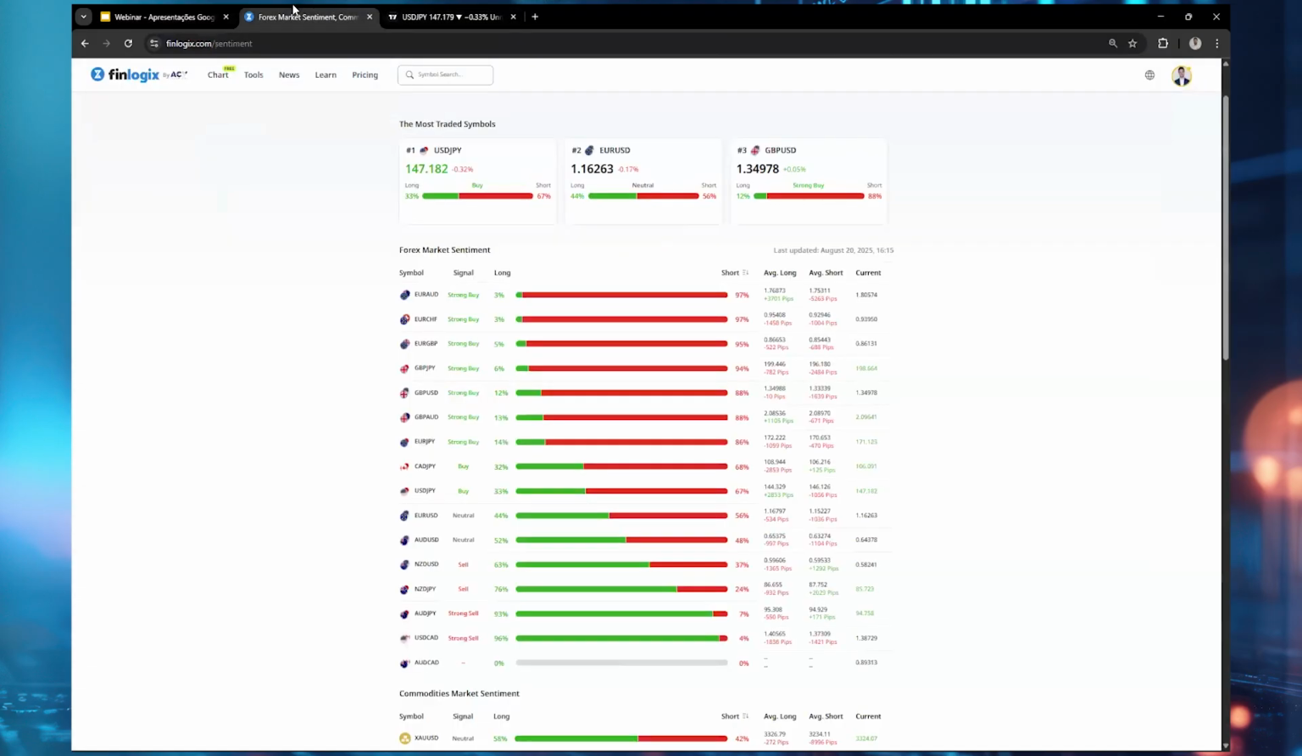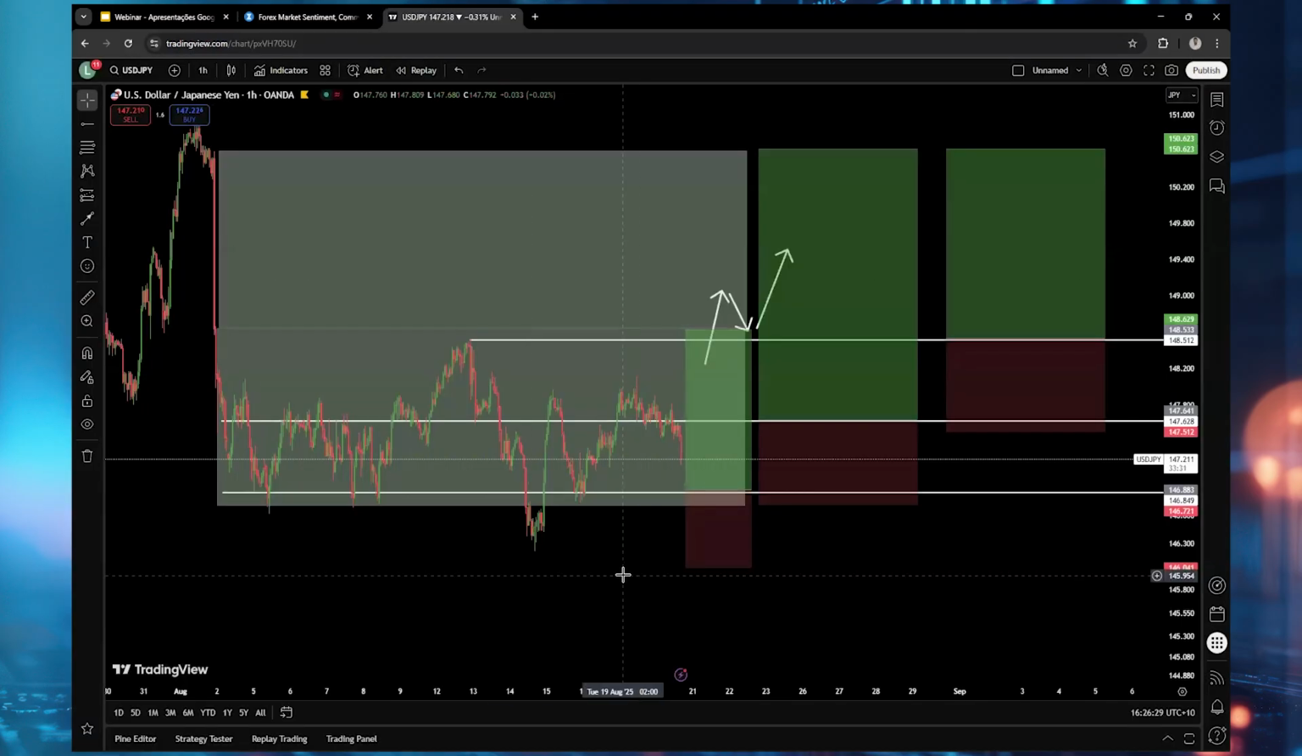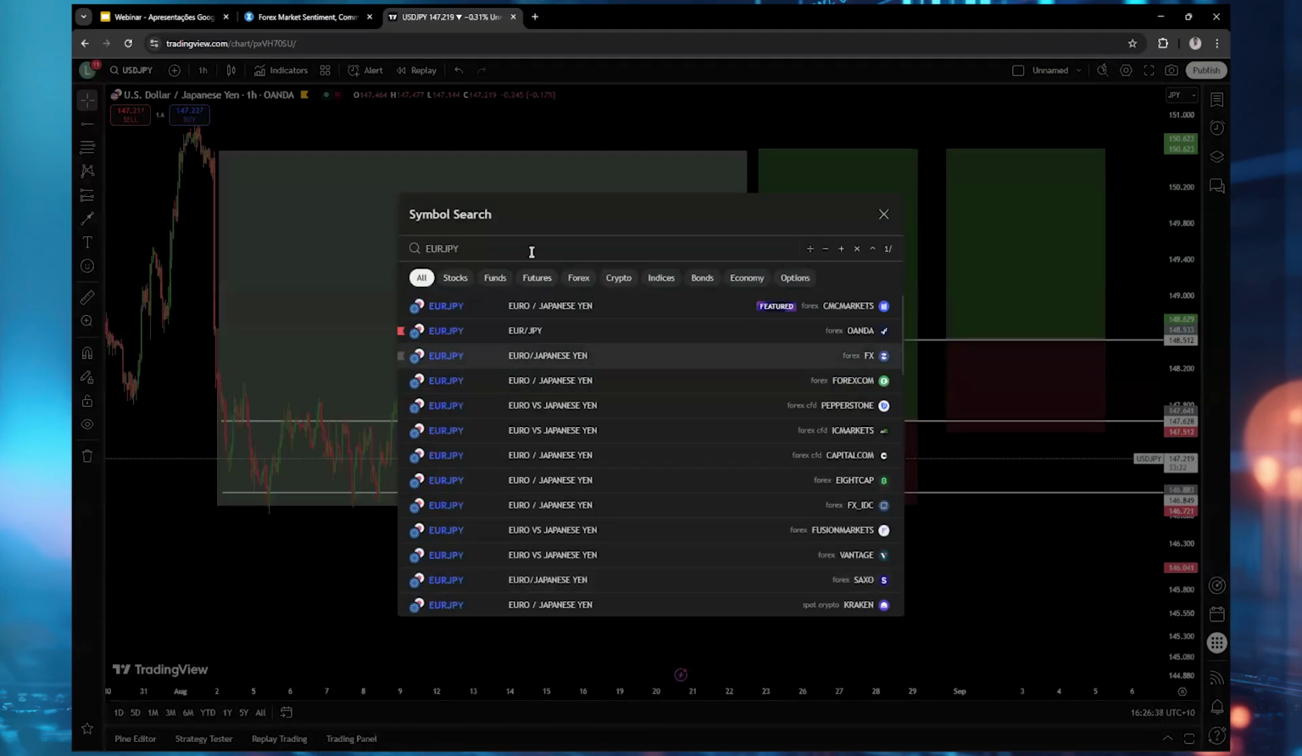So the euro yen. Let's get back to this page for FinLogics. The euro yen is right here as a strong buy. Okay, it's only 14% of the market long there, so that's great. So we can use this as a time for us to long euro Japanese yen. And it makes sense because we're selling the Japanese yen here on US dollar Japanese yen. So it makes sense for us to be looking to long euro yen.